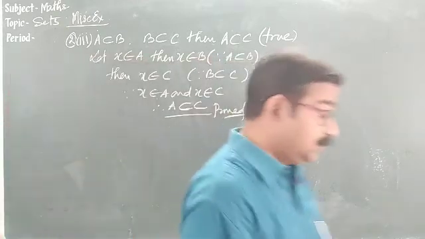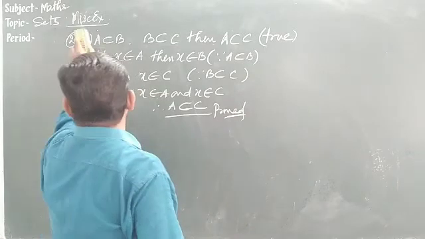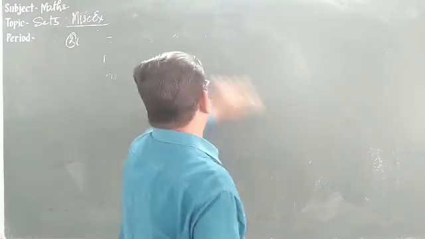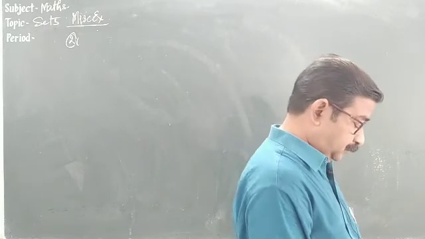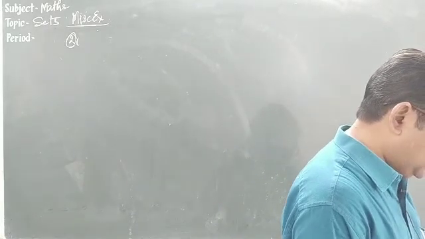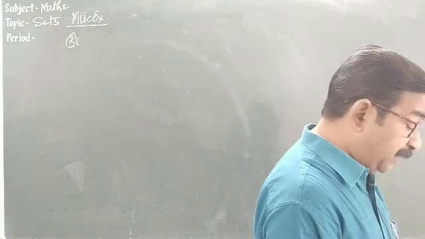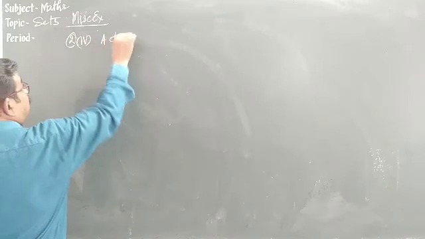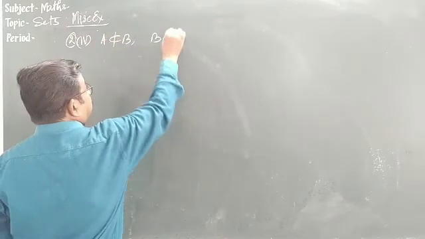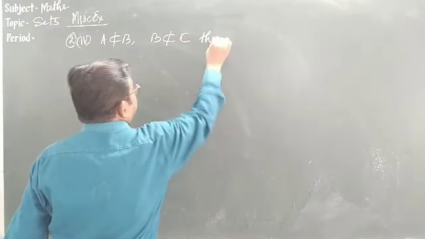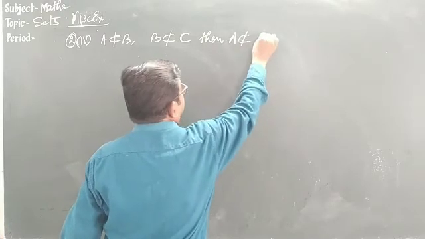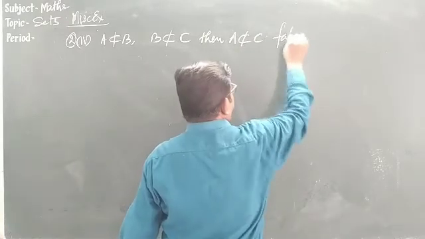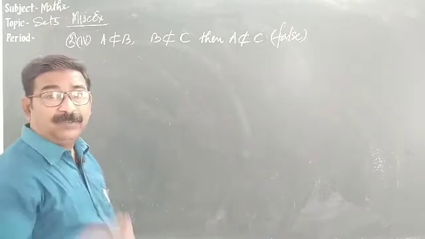Now let's see the fourth part. The fourth part is given: if A is not a subset of B, B is not a subset of C, then A is not a subset of C. It is a false statement.